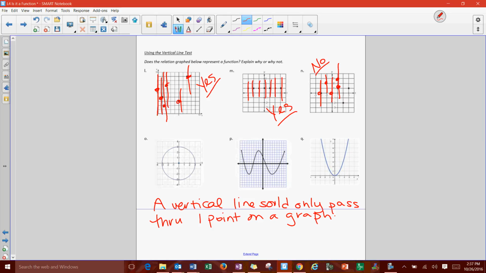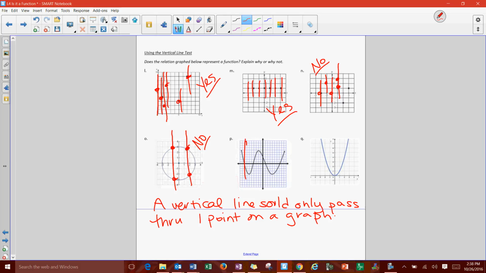And your reason, and you would write this down, is because the vertical line that I draw passed through 2 points. All right, now let's look at letter O. Look at this vertical line. It passes through the graph in 2 different places. So does this one, passes through in 2 different places. So this is not a function.